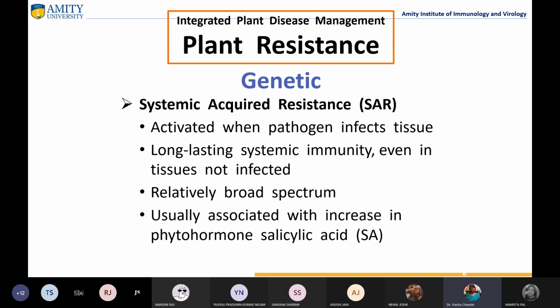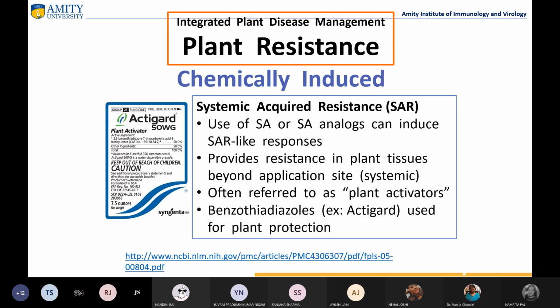Then systemic acquired resistance, also we discussed last time. This is again a type of resistance: when a particular pathogen infects a plant, systemic acquired resistance becomes activated, right? It is long-lasting systemic immunity. It is found even in those tissues which are not infected. It is broad spectrum, and it is generally associated with an increase in the phytohormone salicylic acid. So in a particular plant, this acid increases and gives systemic acquired resistance to the plant. Then it could be chemically induced also.